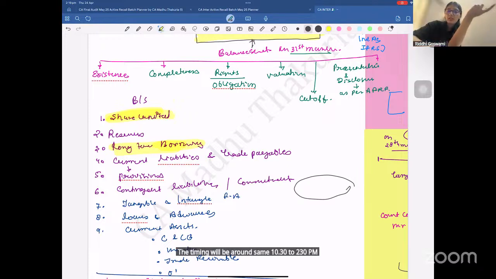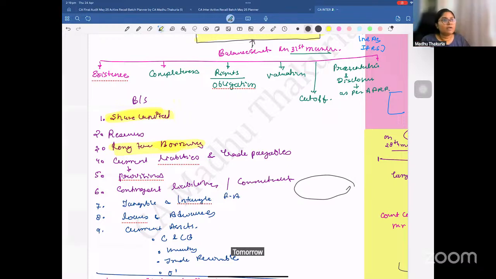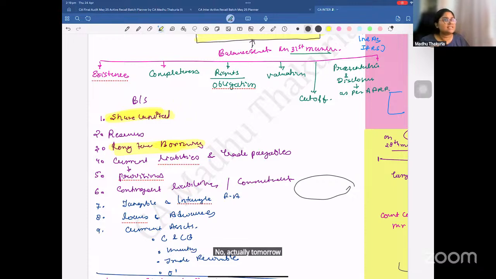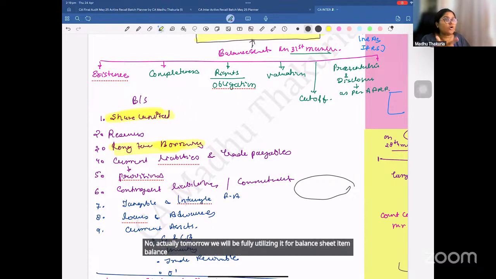So ma'am, tomorrow chapter 5 will be over, and then do we start the next chapter tomorrow or the day after? Actually, tomorrow we will be fully utilizing it for balance sheet items. Balance sheet items have a lot of points, a lot of assertions for each of these items. So let's complete it fully.